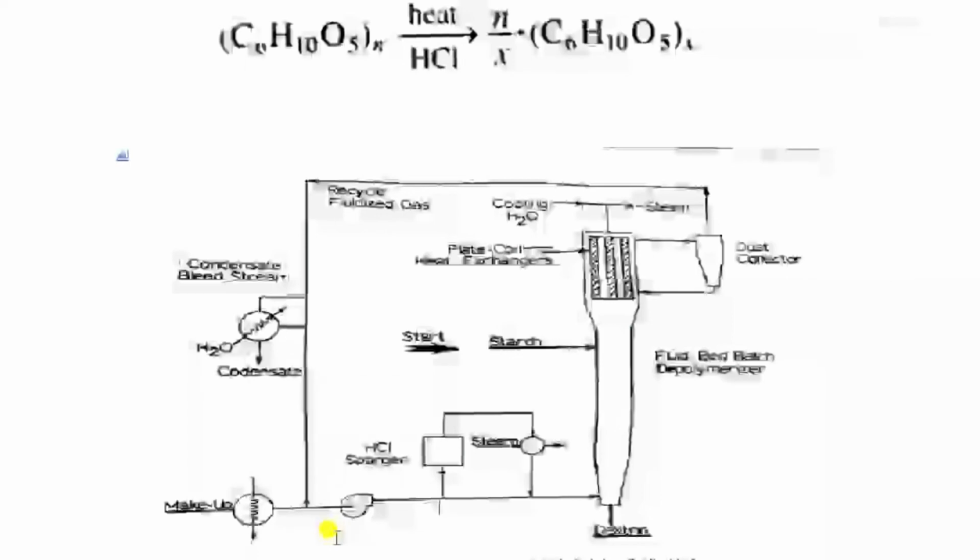This process can be stopped in two ways. The first method is by the addition of ammonia, and the second method we can use is by cooling the plate coil heat exchanger. So in this way, dextrin is formed and is collected at the bottom, and we can further use it in other products such as food products or the textile industry. Dextrin is mainly used there.